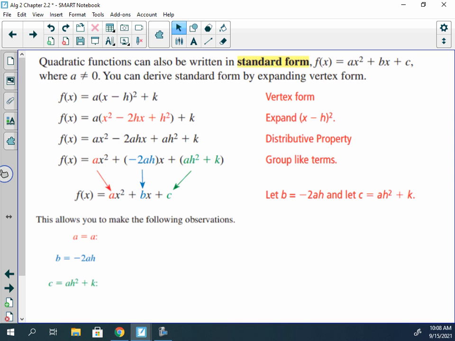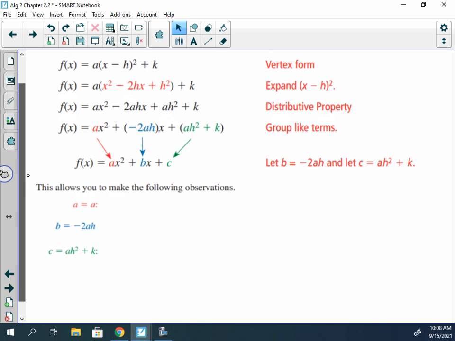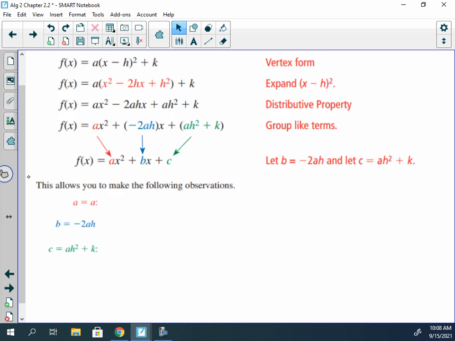Now, we won't always have it in vertex form. What we can have it in is what we call standard form: y equals ax squared plus bx plus c. Because we can multiply this out. Essentially we're taking the (x minus h) squared and actually squaring it, multiplying it by itself. And when we work it all the way out, we get down to this here.